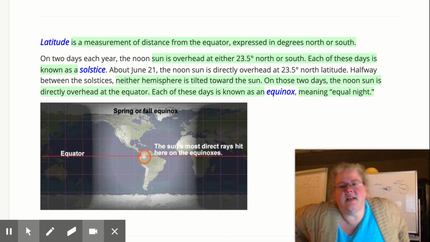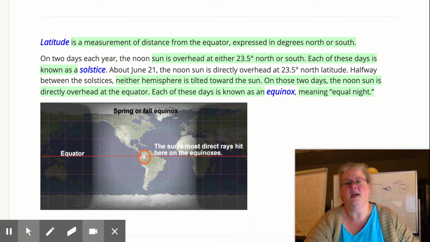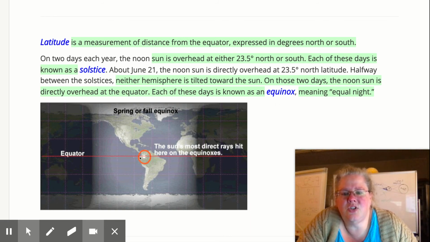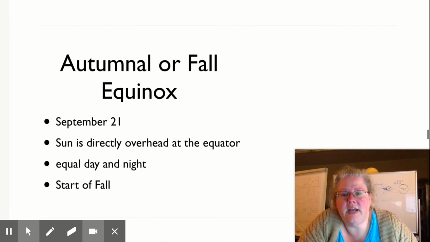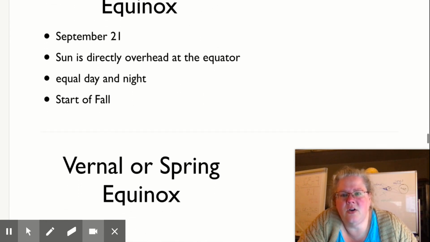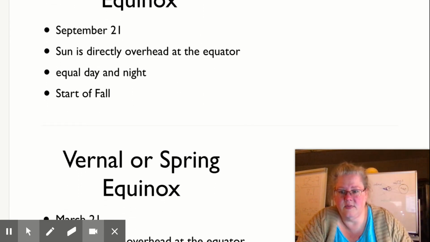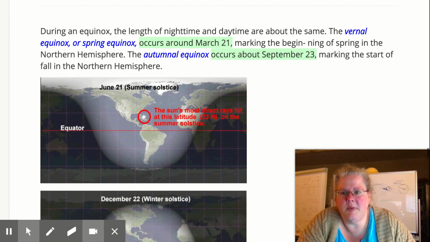This is actually a sunlight picture of an equinox. And this is where you'll see the sun is directly overhead at the equator. And you can see both poles are lit. If I look at the fall equinox, the sun is directly over, okay, where's my picture? Here it is.